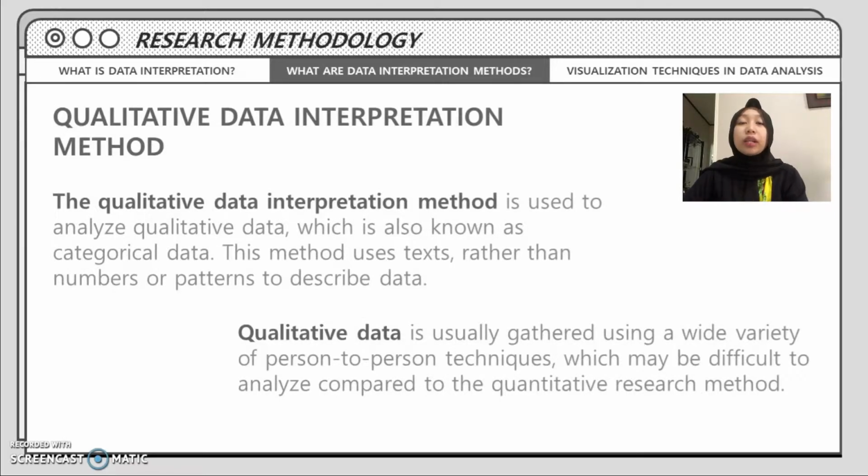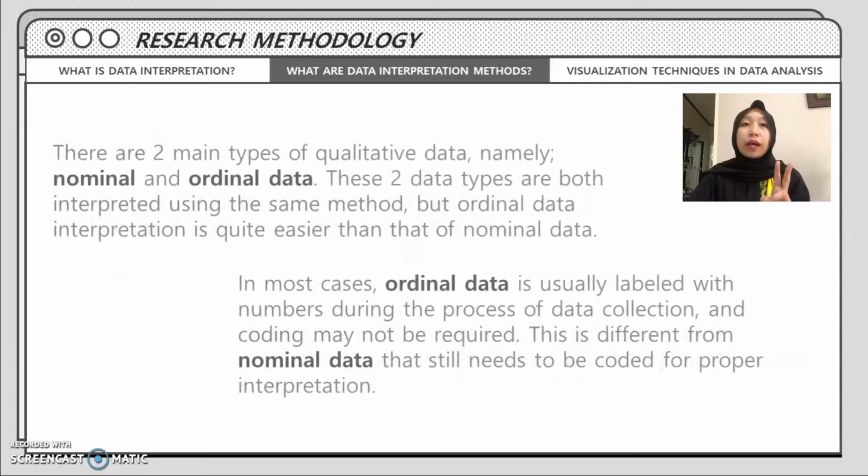The qualitative data interpretation method is used to analyze qualitative data, which is also known as categorical data. This method uses text rather than numbers or patterns to describe data. Qualitative data is usually gathered using a wide variety of person-to-person techniques, which may be difficult to analyze compared to the quantitative research method. There are two main types of qualitative data, namely nominal and ordinal data.